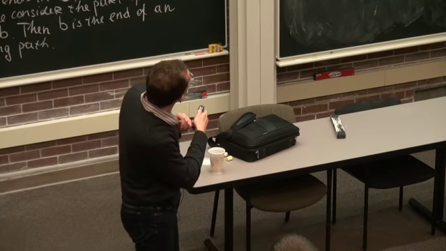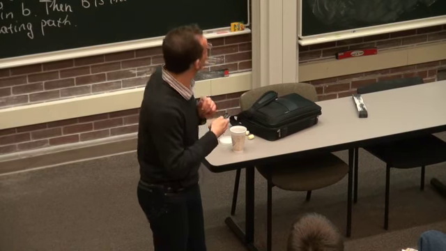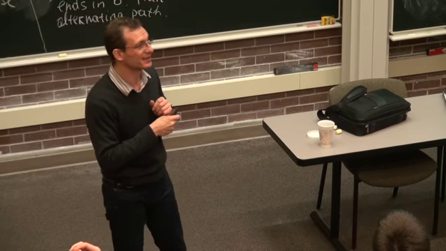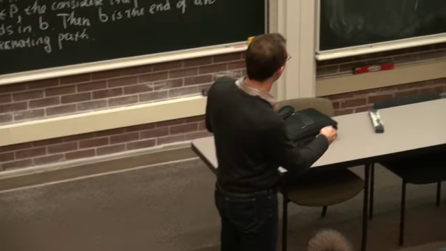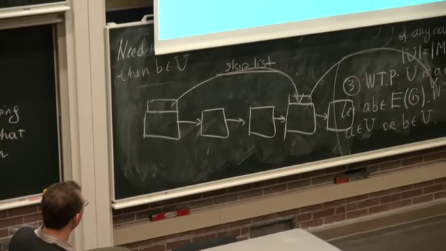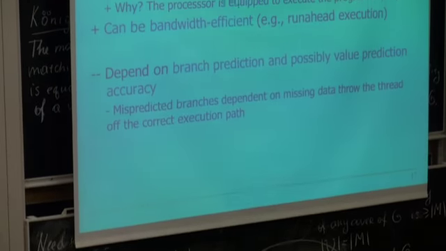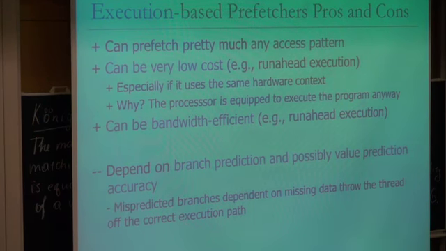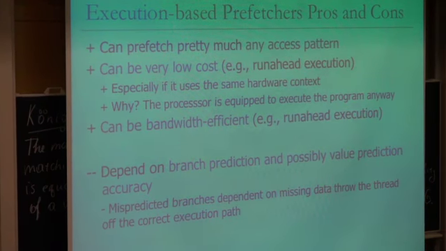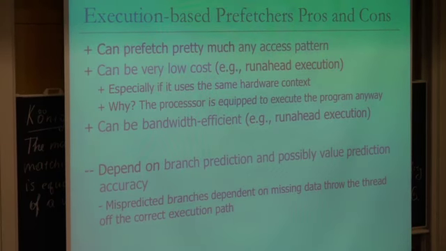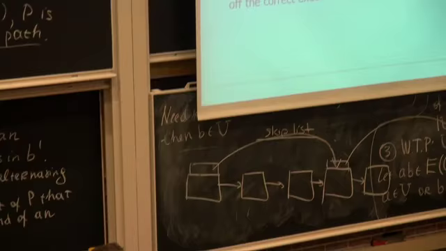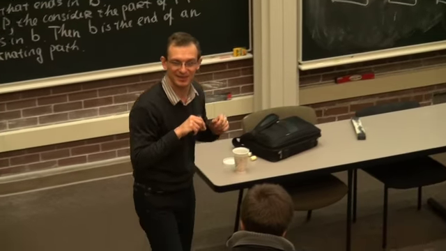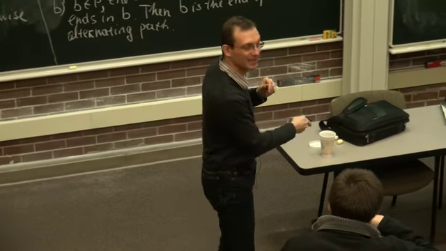Okay. So the downside of all execution-based prefetchers, including Runahead, is they depend on branch prediction and possibly value prediction accuracy. Right? You could do this, for example, in your skip list. But if you skip too far ahead, maybe you're prefetching useless stuff, right? Because maybe the thing you're looking for in this list is around here. Right? So in a sense, if you're skipping, you're kind of predicting that you will continue to that point that you skipped. And that's your branch prediction accuracy in this particular case.